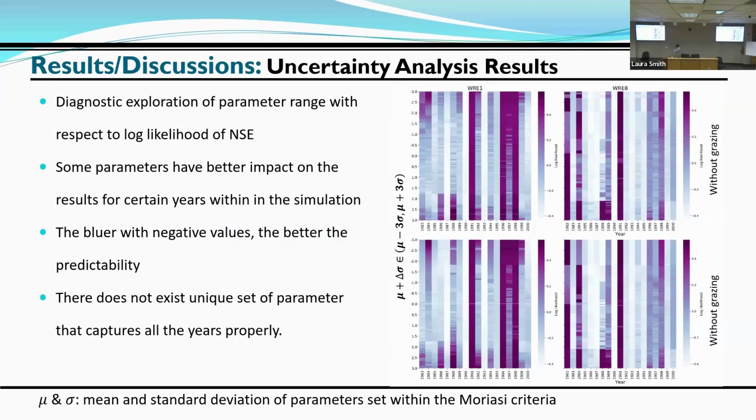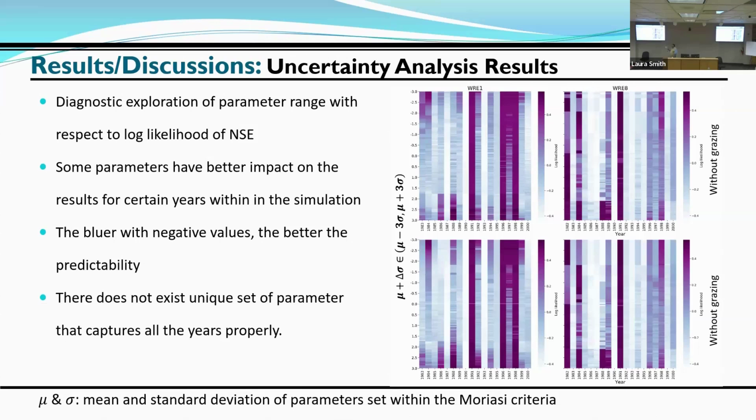And we also try to explore the parameter range of log likelihood. Here you see on the x-axis the time and on the y-axis the log likelihood of each segment, not the whole year. The bluer the color with negative values, the better the predictability is.